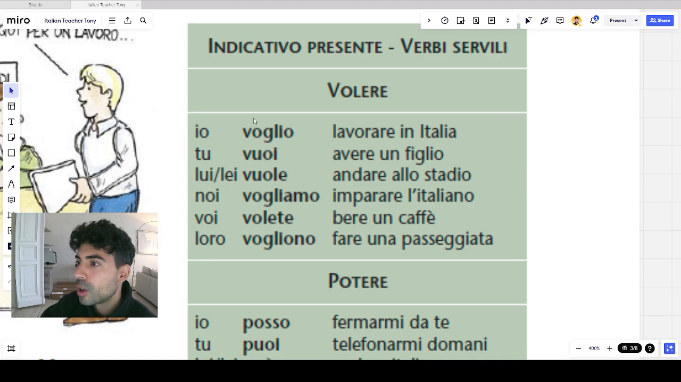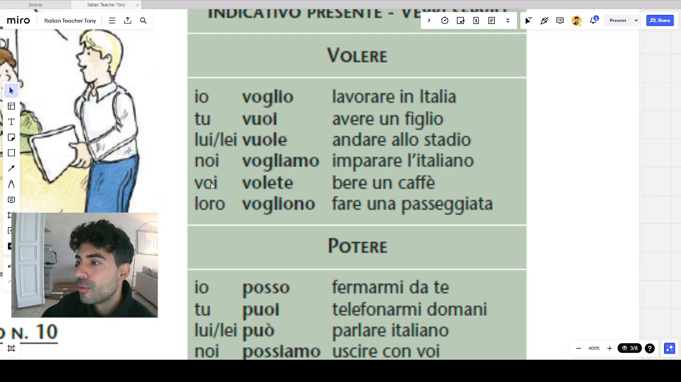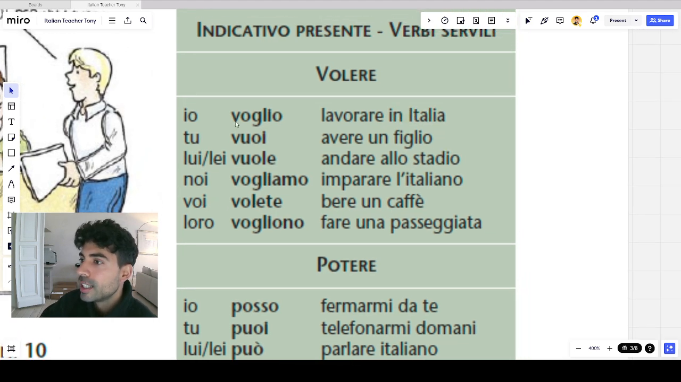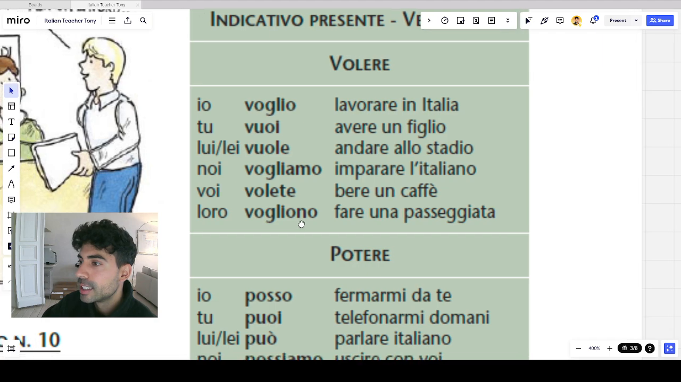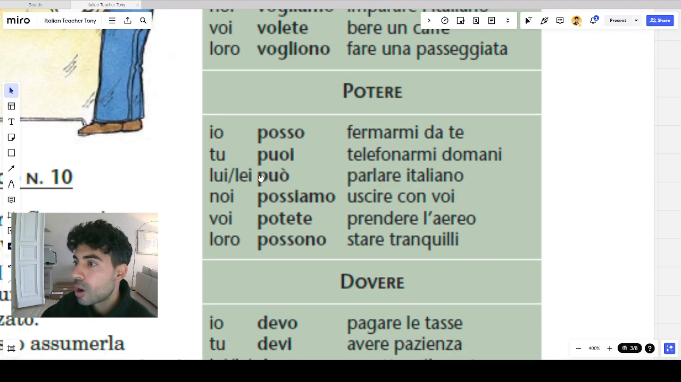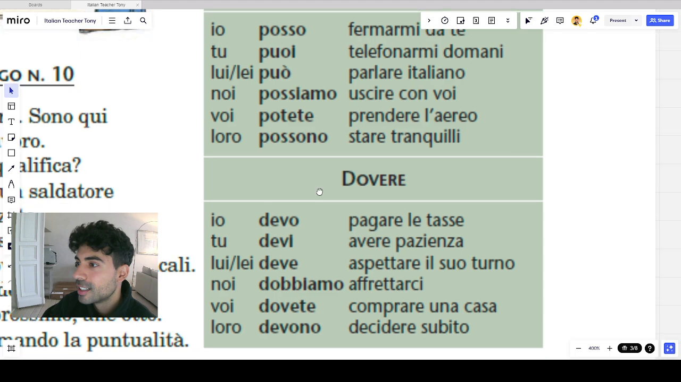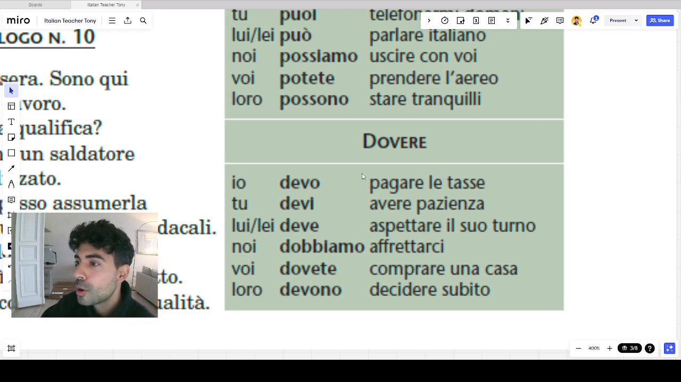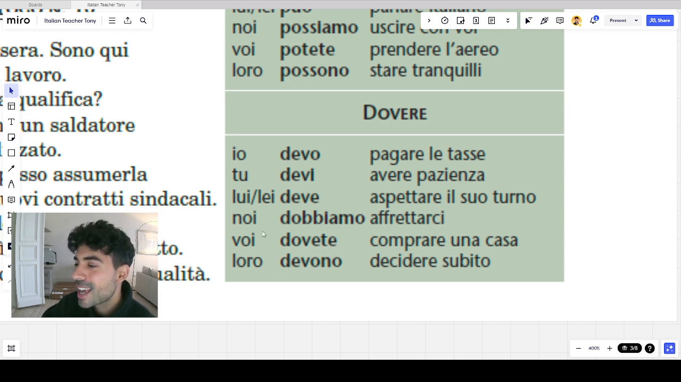Io voglio, I want. Tu vuoi, lui, lei vuole. Noi vogliamo, voi volete, loro vogliono. It's like I want, you want, he, she wants, we want, you want, they want. Potere, can. Io posso, tu puoi, lui, lei può. Noi possiamo, voi potete, loro possono. I can, you can, he, she can, we can, you can, they can. Dovere, have to, must. Io devo, tu devi, lui, lei deve. Noi dobbiamo, voi dovete, loro devono.